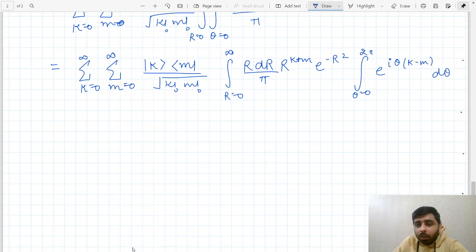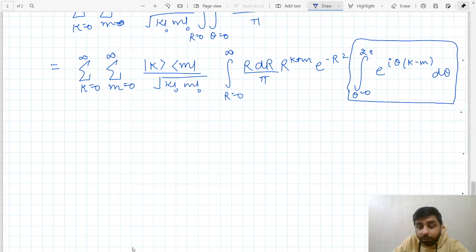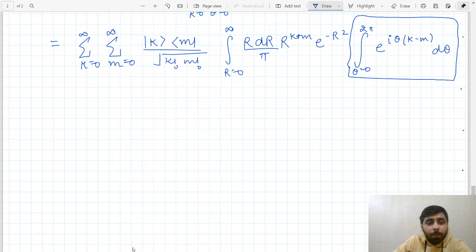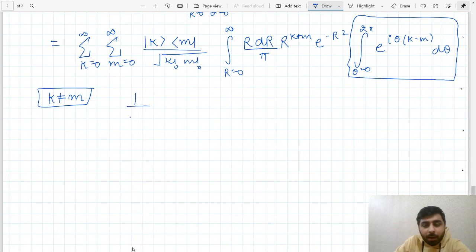Okay, first of all let's talk about this one. It is a very interesting integral and not a very difficult one. So let's talk about the condition when k is not equal to m. So if k is not equal to m, this integral will simply become 1 by i (k minus m). Sorry, this theta will not be there, it's the dummy variable. And so we will have e to the power 2 pi i (k minus m) minus e to the power 0, which is just 1.